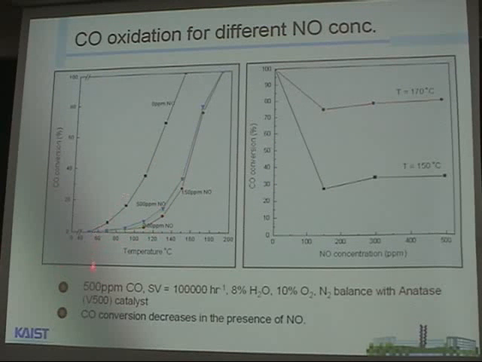This is the effect of NO on the CO conversion. At low temperature, NO is not converted to NO2 because NO2 is an oxidizing agent, so at low temperature it is not oxidized. There is little difference on mostly all, and also NO is adsorbed on the catalyst, so there is competition between the CO and NO. That's why it gives low conversion. In the presence of NO, the CO conversion decreases.